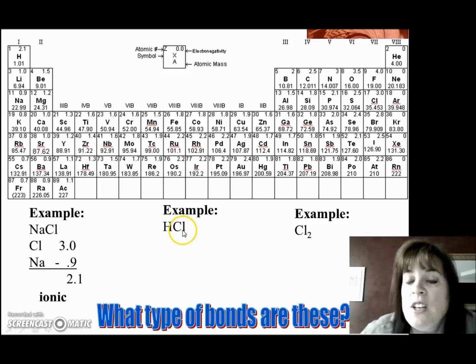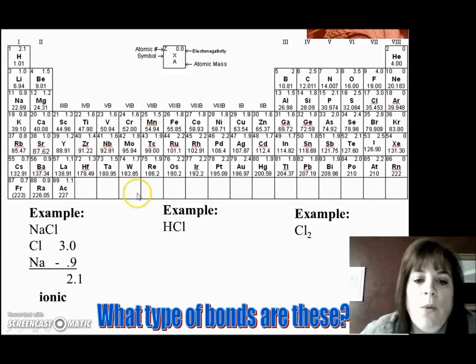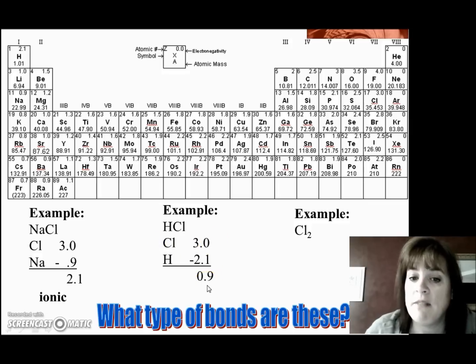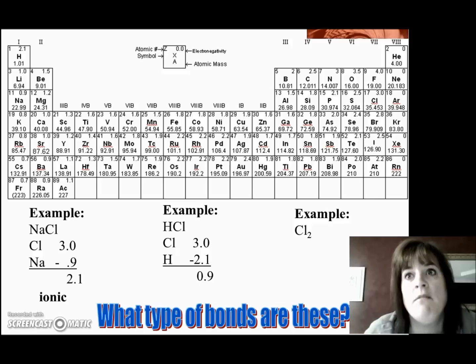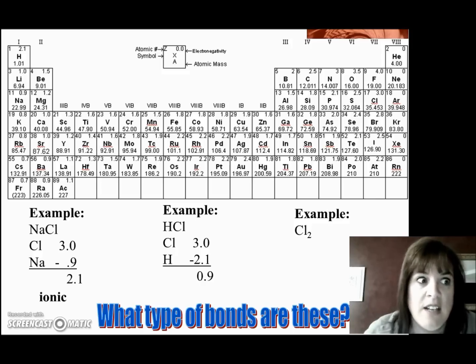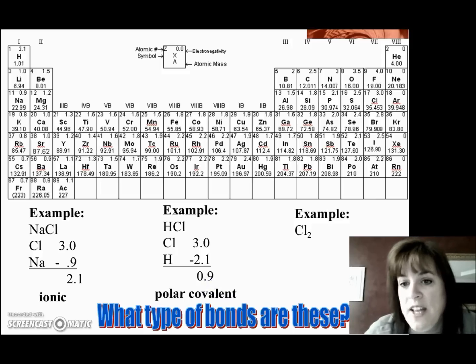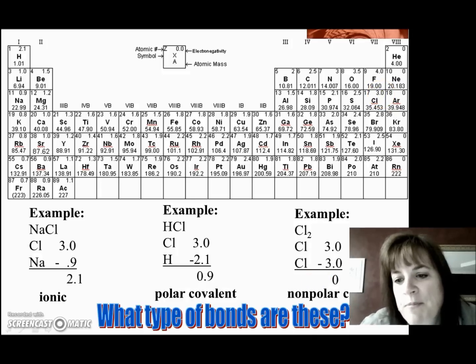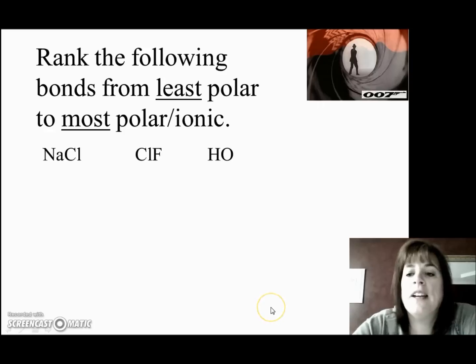Here we have hydrogen and chlorine together. Again, chlorine is 3.0, hydrogen is 2.1. So if I subtract 2.1 from 3.0, I get 0.9. This is polar covalent, right? It's above 0.5 and it's less than 1.7. So polar covalent. And here, of course, is chlorine. Chlorine is 3 minus 3 is 0. So definitely nonpolar covalent.